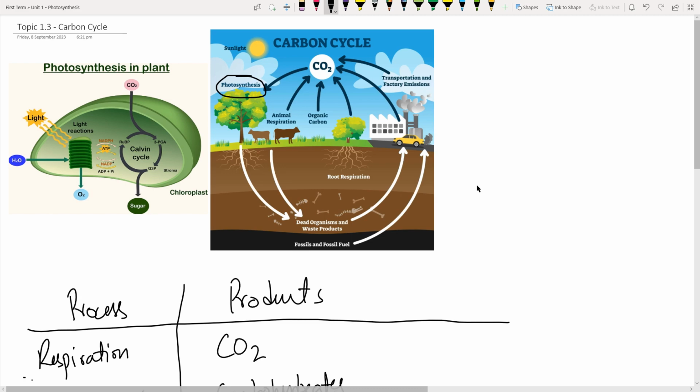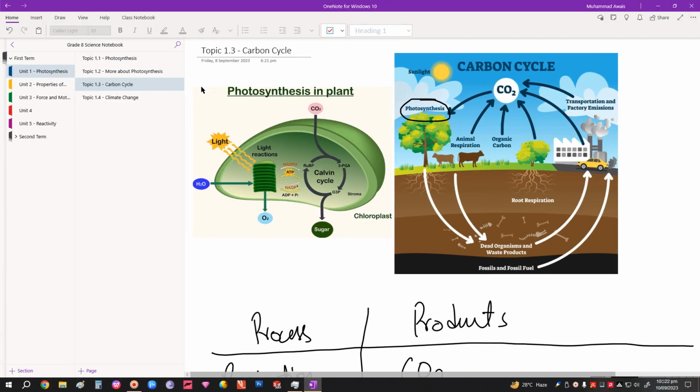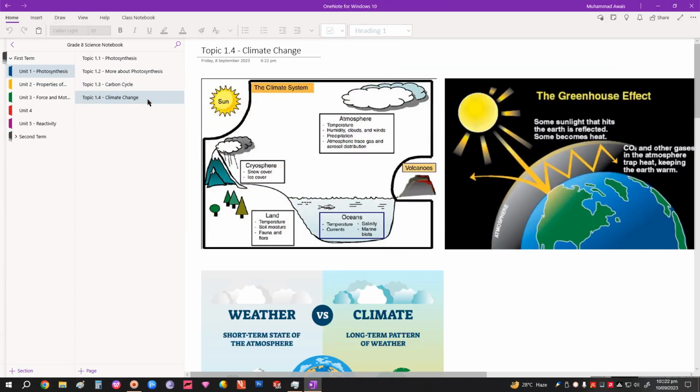Plants, as I said, also respire. Then we have emissions from the factories that burn fuel. Then we have transportation that is burning fuel. All of that fuel comes from the fossil fuel, which is again the decomposition of the dead organisms or the waste product. So this is the whole carbon cycle. Now moving into our last topic, which is climate change.